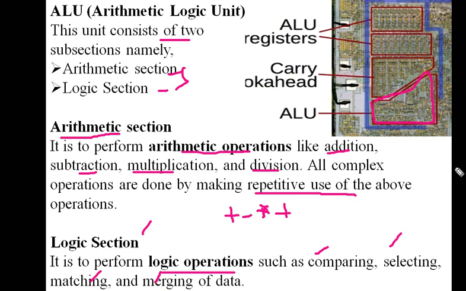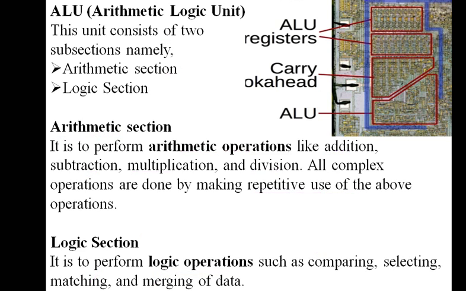Okay, very simple concept. Arithmetic operations are addition, subtraction, multiplication. Then logical operations are comparing, selecting, matching and merging of data. If your data is like this, 2 plus 3, which operation will perform here? Arithmetic operation will perform, right?